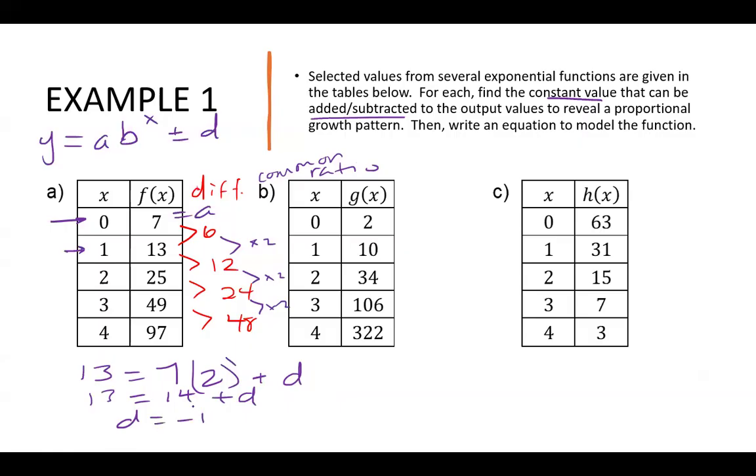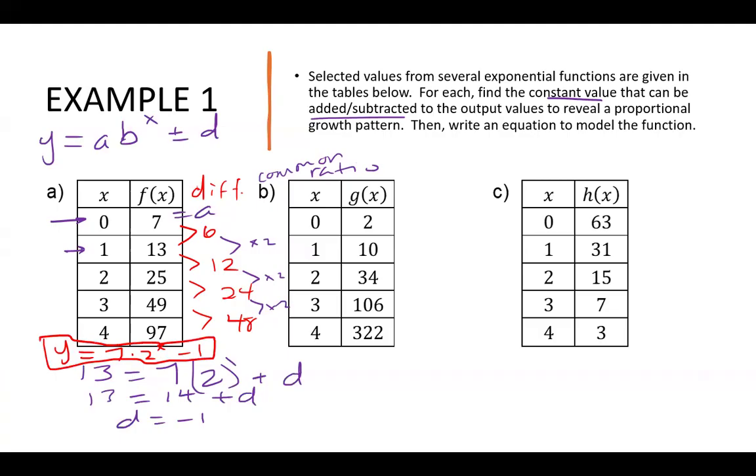Can I now write a model for this? Do I have all the parts? Yeah, I have my a, my b, and my d. So now we're going to write our function, our model. So we end up with y equals 7 times 2 to the x minus 1 would be the model for this table.